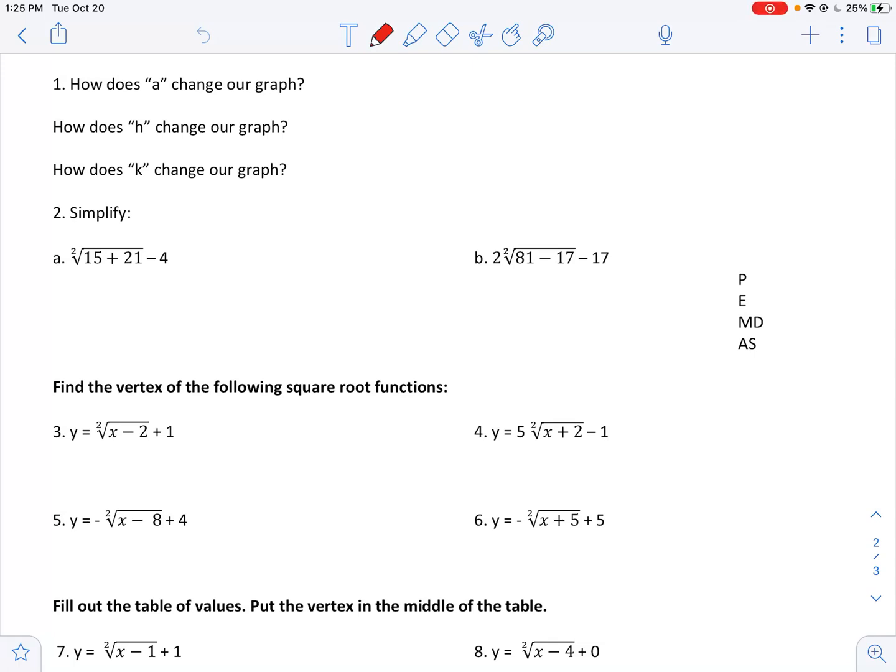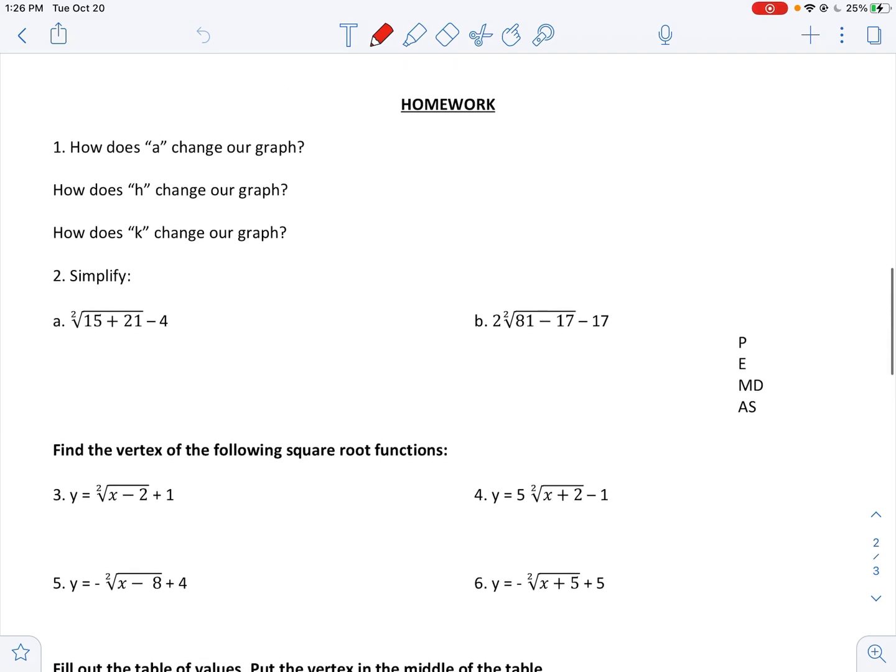All right, let's talk about our radical functions. So our radical functions are in the form, at least our square root functions, y equals a times the square root of x minus h plus k. And we could use any radical. Eventually we'll do some cube roots, but for right now we're going to stick with square roots.